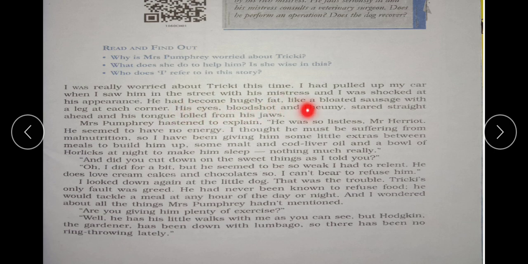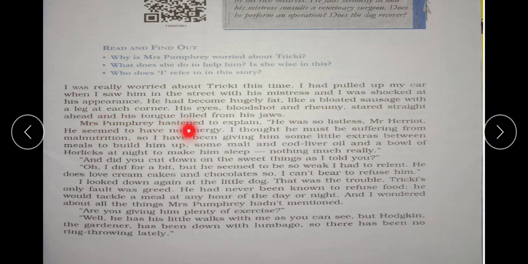His eyes were bloodshot and rheumy, stared straight ahead, and his tongue lolled from his jaw. So when the doctor saw Tricky, his eyes were bloodshot. That means his eyes were very red, and rheumy means water coming out of nose and eyes. So his eyes and nose were watering. He stared straight ahead, and his tongue lolled out from his jaw. So his tongue was hanging out of his jaw.